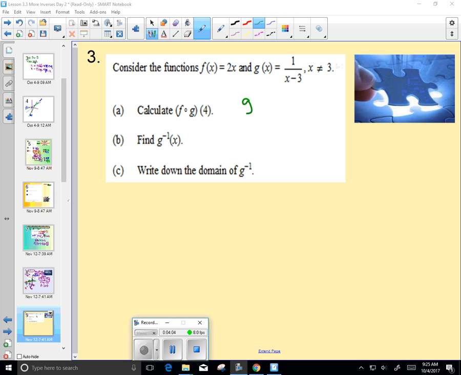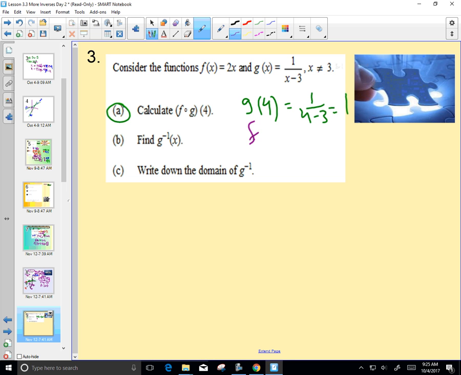If you are looking for a here, f of g of 4, find g of 4 first. And that's 1 over 4 minus 3, which is just 1. So now we can say, what's f of g of 4, or f of 1? So you put a 1 in, and you get 2 times 1 equals 2. Okay, find g inverse of x.